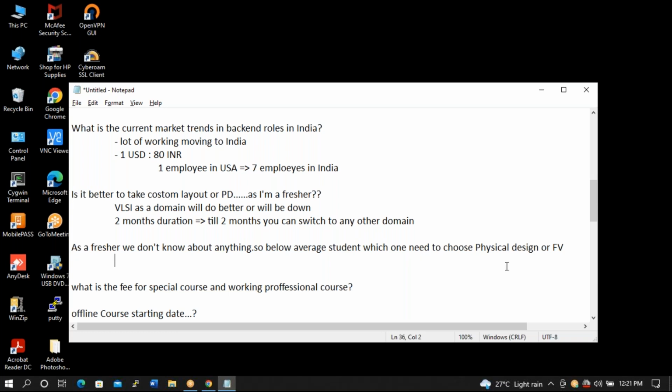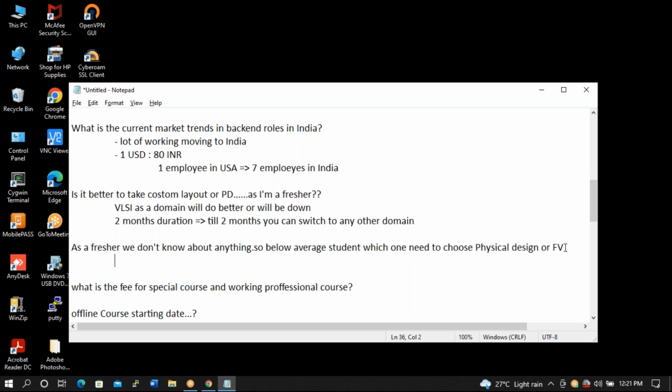All right. So the question is physical design, and when he says FV, he means functional verification. So he wants to decide whether to go for physical design or functional verification. The only deciding factor is if you are interested in a programming kind of job, you can go for functional verification. Otherwise, you should go for physical design.